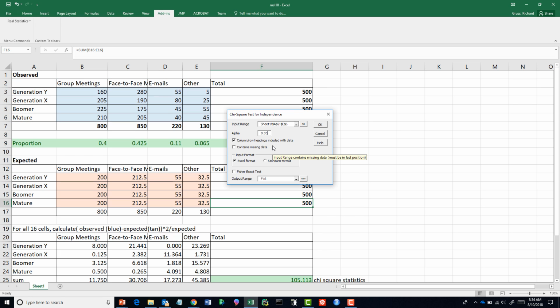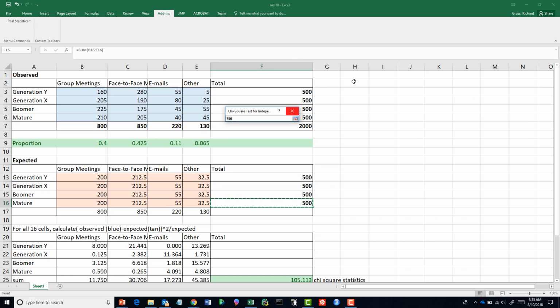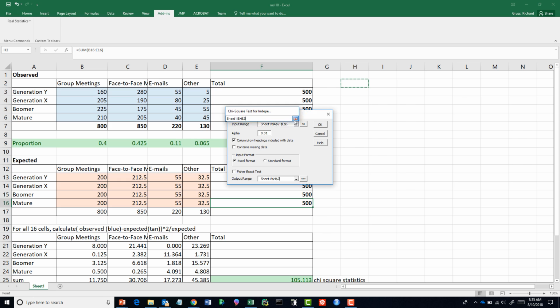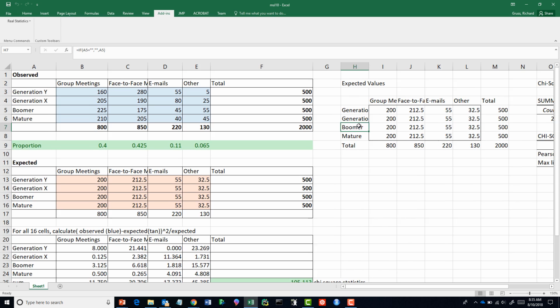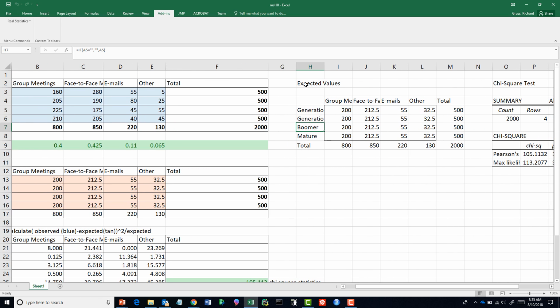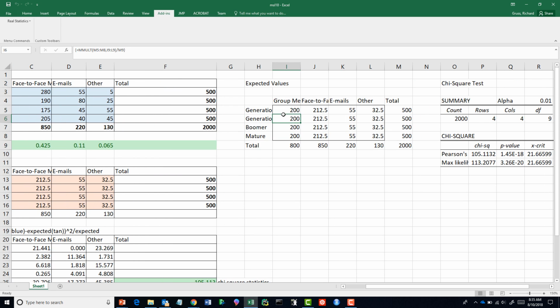The alpha that they asked for is actually 0.01, right? And yeah, so the headings are included with the data. And let's see, I'm going to say, okay, just whatever output they produce, put over here. Okay, and let's see what that does. Okay, so notice that the first thing it does is it generates this table of expected values, which is identical to the table that I made over here. So that just kind of does that automatically, because that is a necessary intermediate step to getting your chi-square statistic.